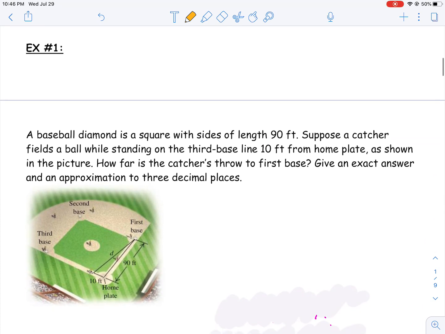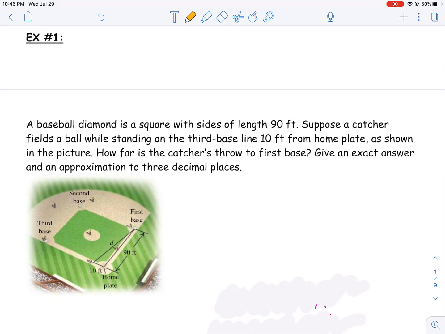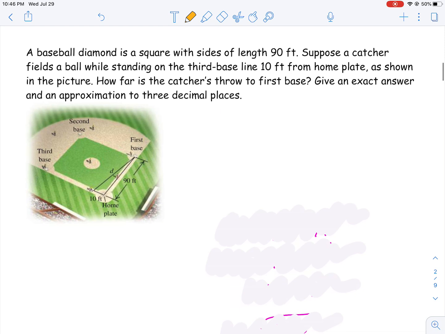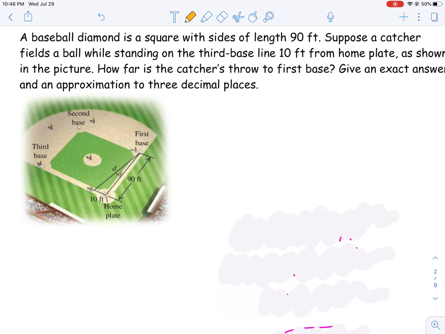Okay, so let's use both of those ideas and look at some application problems. Example number 1 says a baseball diamond is a square with sides of length 90 feet. Suppose a catcher fields a ball while standing on the third base line 10 feet from home plate, as shown in the picture. How far is the catcher's throw to first base? Give an exact answer, in radical form, and an approximation to 3 decimal places.